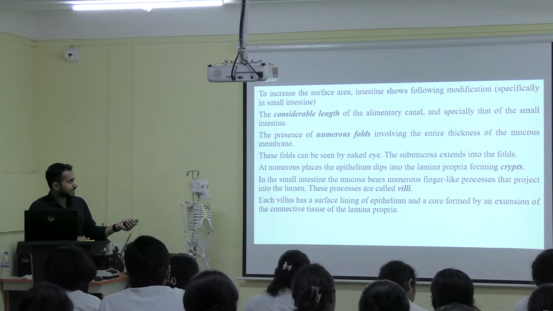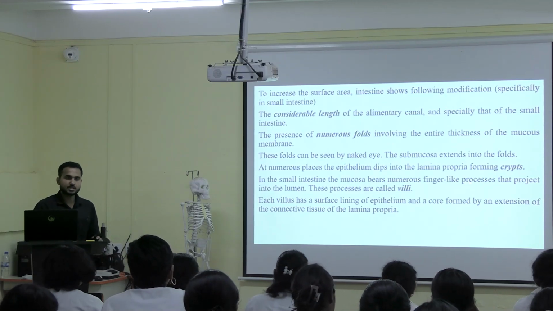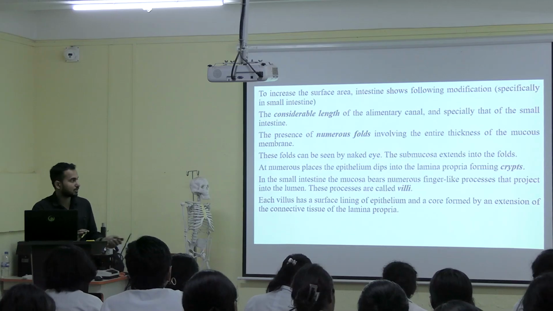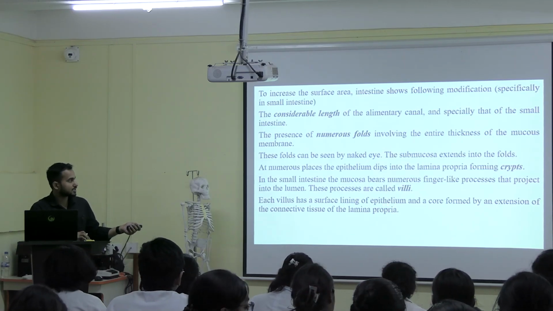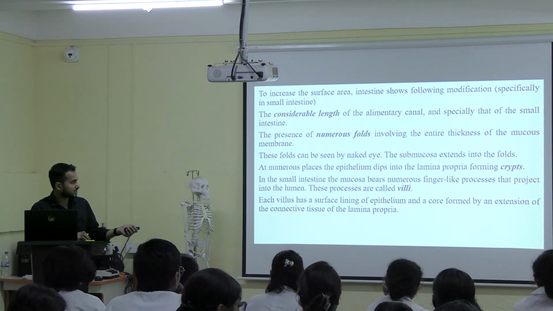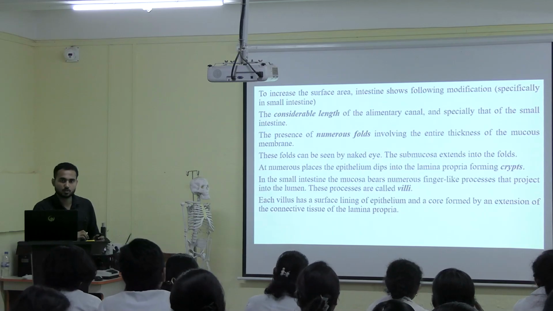Next, in the small intestine, the mucosa bears finger-like processes that are called villi. So you have to study the structure of villi in the case of the intestine. These finger-like processes are mainly in the intestine, and they are called villi. Each villus has a surface lining of epithelium, and the core has an extension of connective tissue from the lamina propria, which helps in absorption.